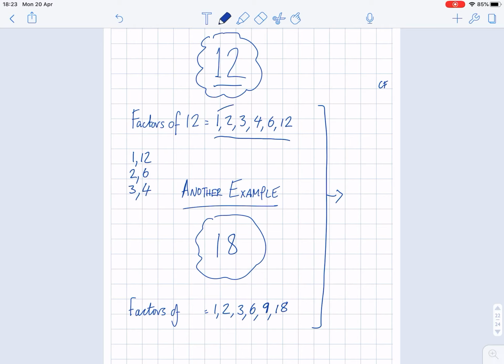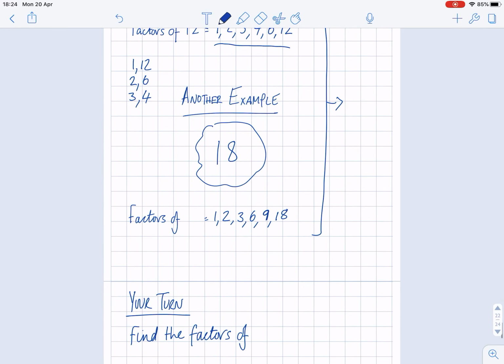And the last one is 3 and 4. The way of doing it is to go from the first number, find the last number, and then work your way in. So they are the factor pairs of 12. Same thing if I need to find the factor pairs of 18: it would be 1 and 18, 2 and 9, and 3 and 6. So there are my pairs for 18.